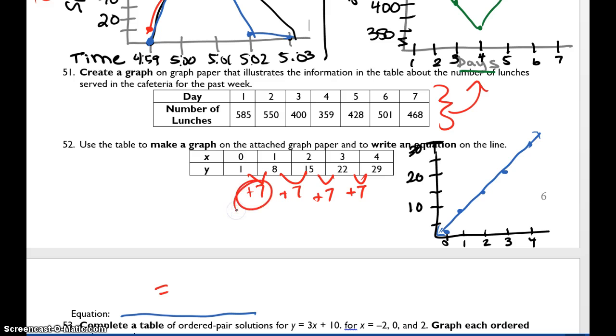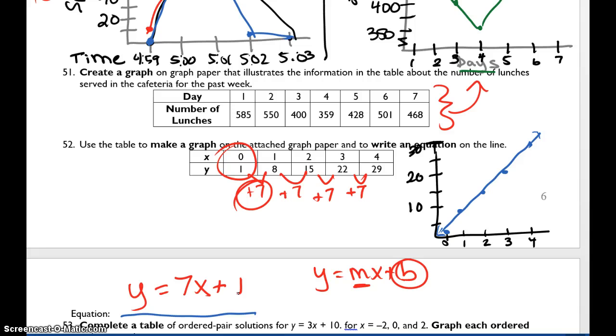So since that's that constant change of 7, we know that that is our slope. So we can connect that 7x. It's always y equals mx plus b. That's slope-intercept form. So the m is our slope, and the b is our y-intercept. We do know what our y-intercept is, because when our x is 0, that's what our y-intercept should be. So when our x is 0, our y is 1. It gives it to us right there. So it's going to be a plus 1. It's a positive 1 there. So our equation should be y equals 7x plus 1.